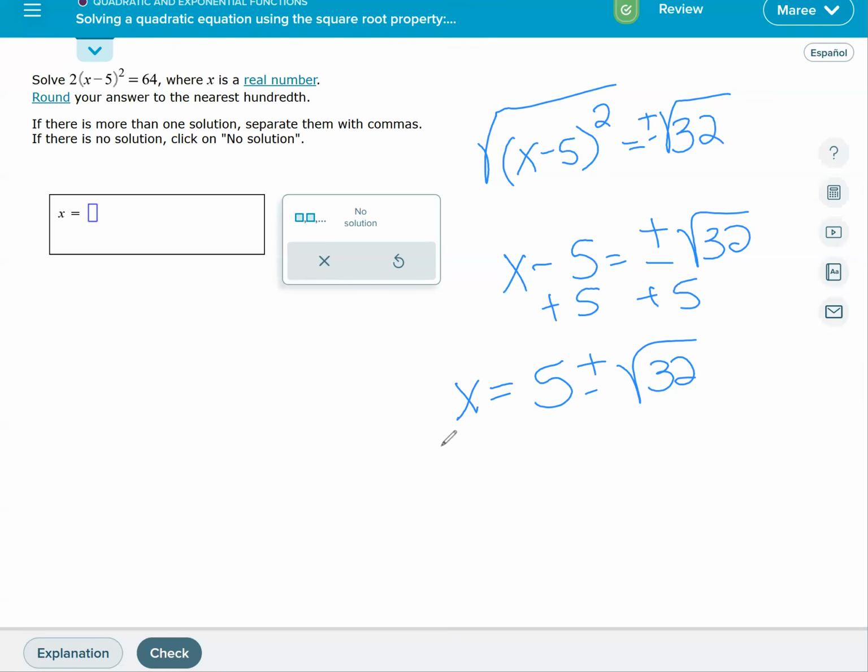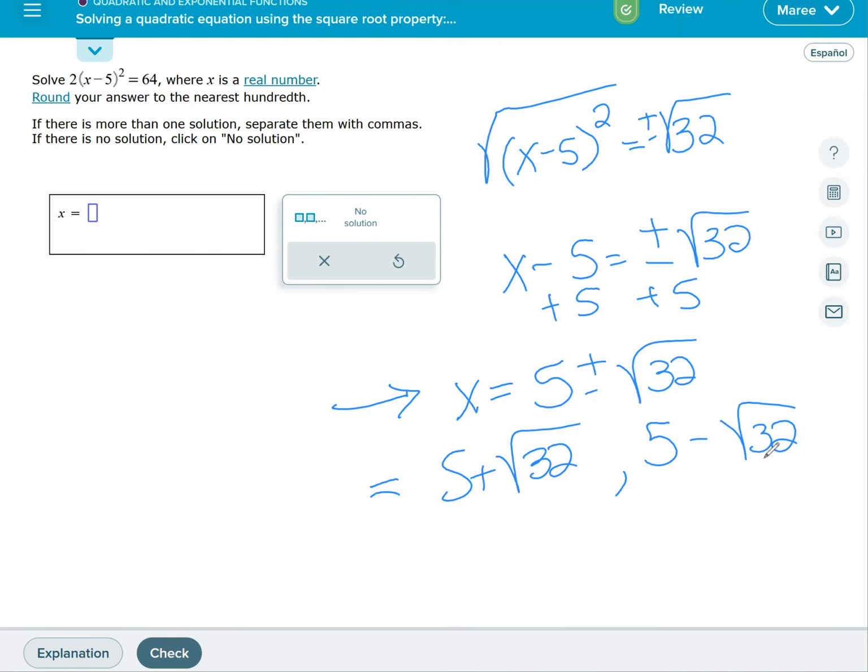That's two answers. I'm going to write it out as the two separate. I didn't do this in the first one, and I'm sorry. We're going to do it that way. So x equals 5 plus or minus square root of 32 also means these two solutions, 5 plus square root of 32 and 5 minus square root of 32.